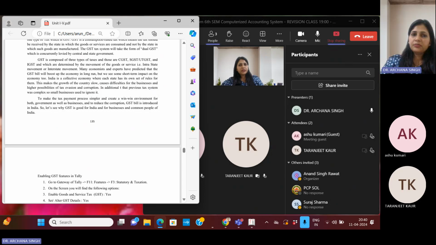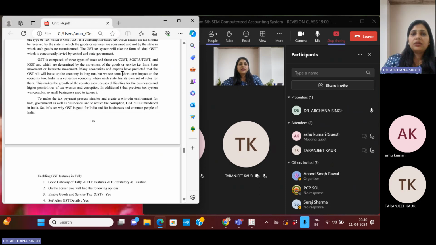GST बेसिकली 3 कंपोनेंट से बना है जिसमें सेंट्रल CGST, SGST एंड UTGST है एंड IGST है, which are determined by movement of goods and services. जो हमारा CGST है, that is your Central Goods and Services Tax, State Goods and Services Tax, and IGST, your intra state movement और inter state movement GST tax.